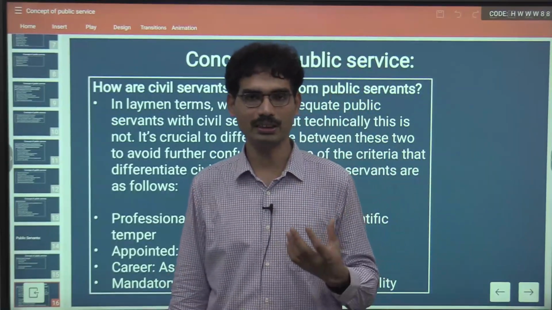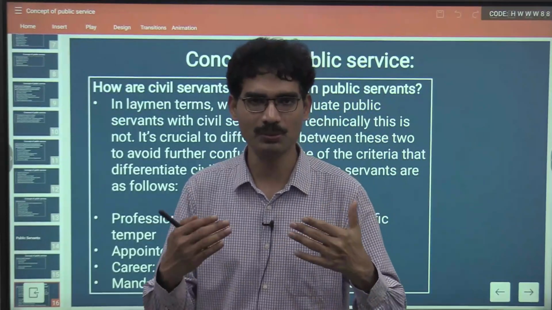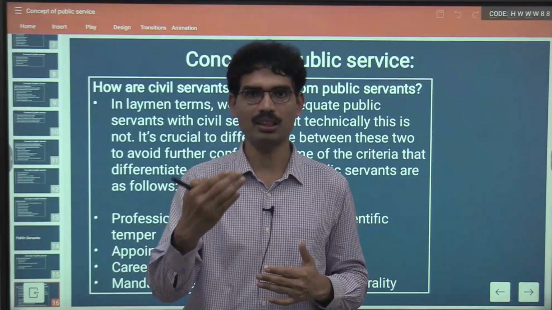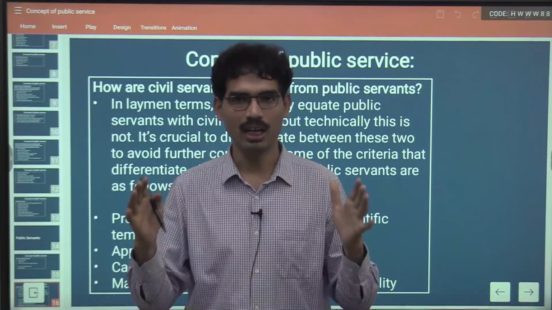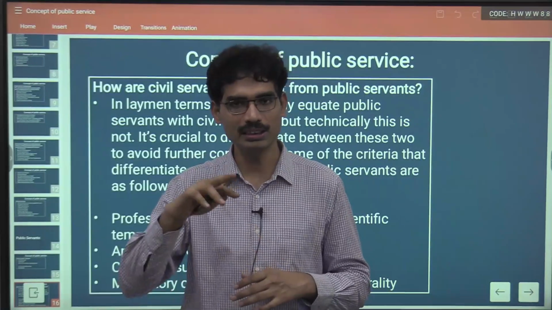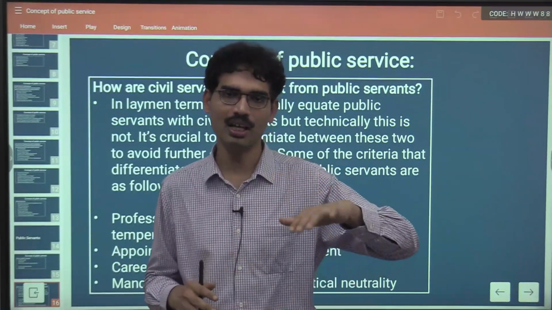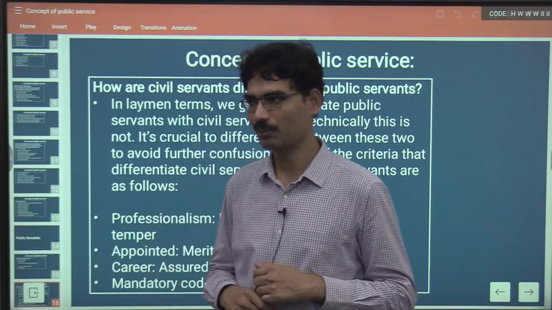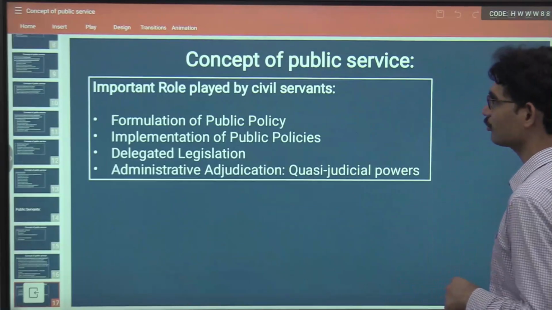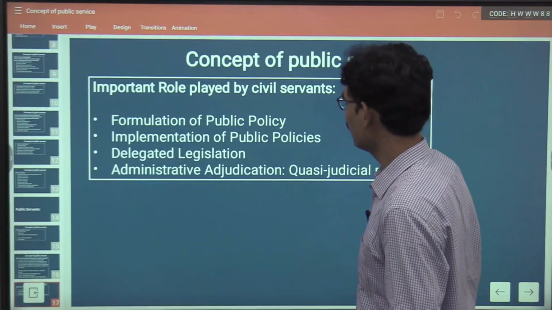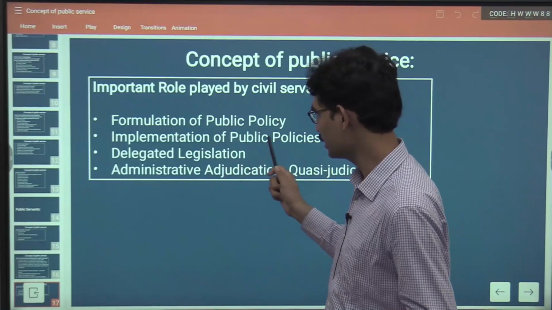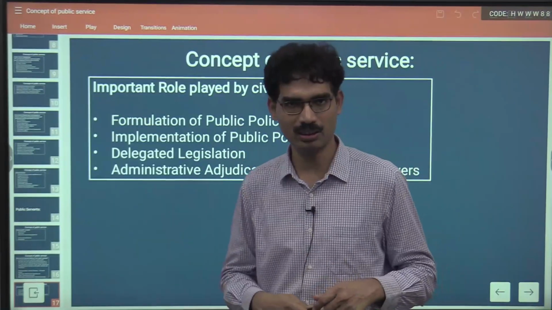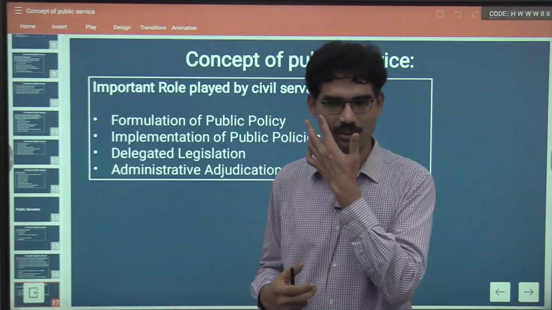They are supposed to maintain a mandatory code of conduct, and responsibilities will be there. If responsibilities are not followed, accountability also applies, and they will be punished for avoiding the responsibilities. This is where civil services and other areas come into the picture. Important roles played by civil servants are formulation of public policy, implementation of public policies, and delegated legislation; these are other aspects of civil services also.